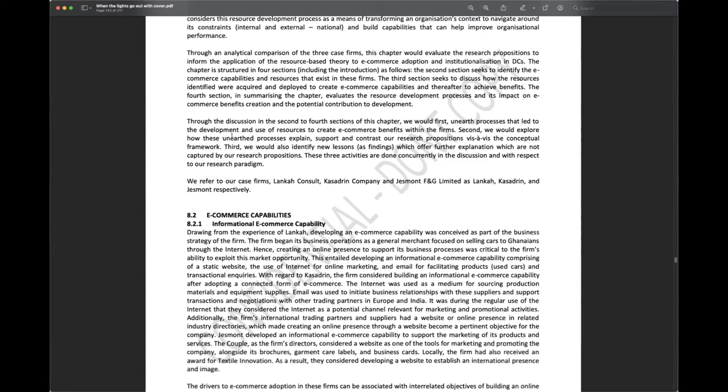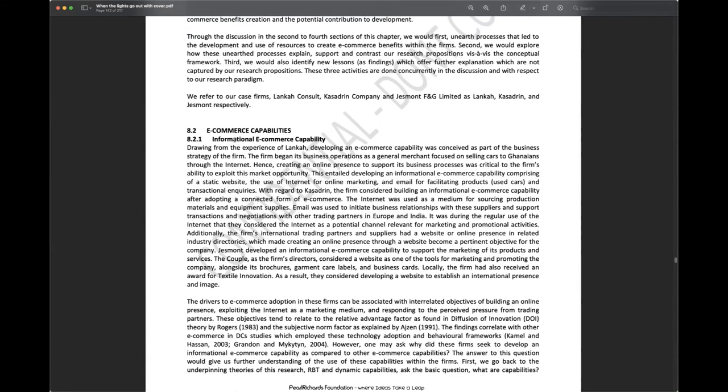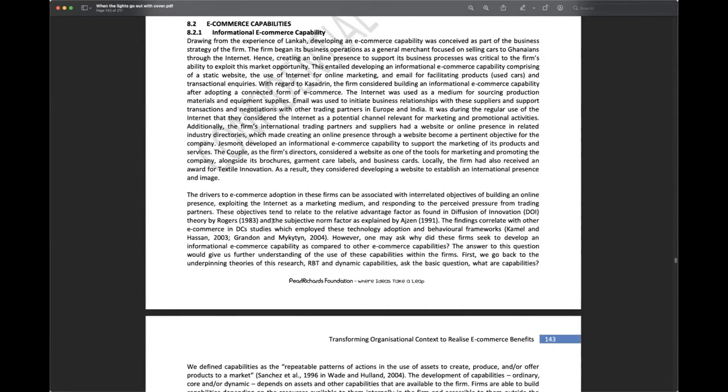So I start with information and e-commerce capability. I talk about what I found in the 3 companies, and then I relate it to the literature. So I've started the discussion. Discussion is when you take the literature and relate it to the findings you have found on the field, or you take the findings you have found on the field and relate them to the literature.